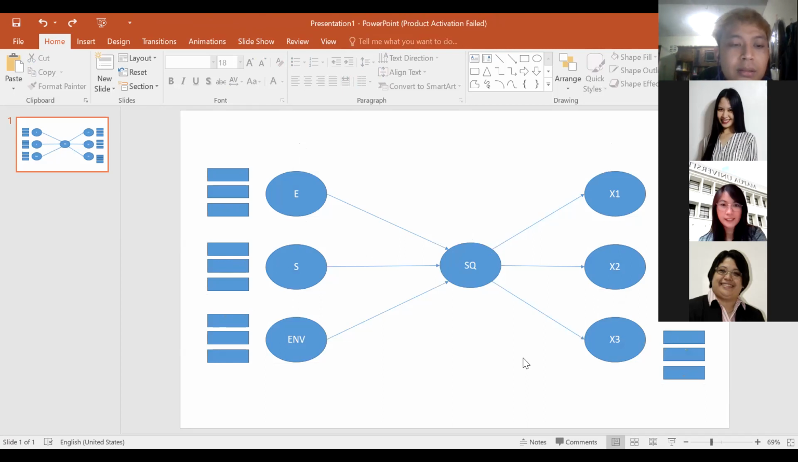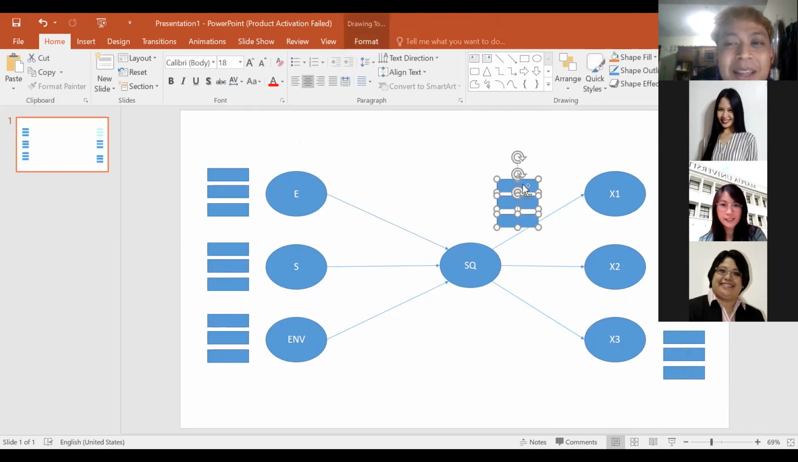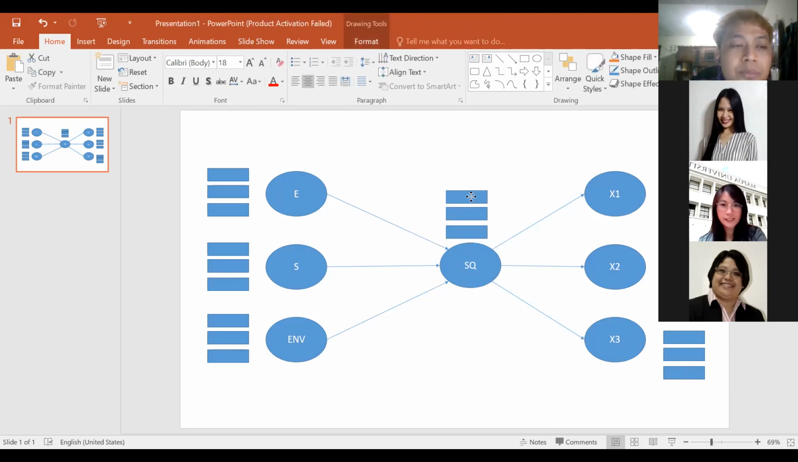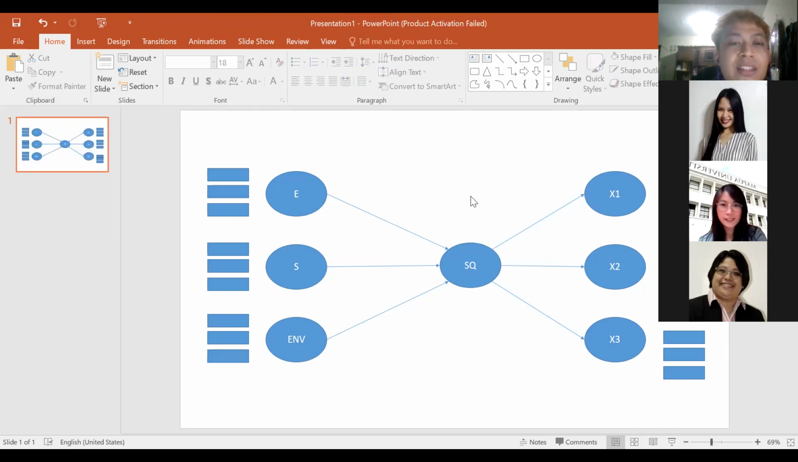But what if there are indicators for that SQ? Oh, if there is an indicator, then that is not the second order. It's just a standard SEM. If SQ is divided by this one, then of course it's possible. But that one is not the case of the second order. I'm just showing the case of the second order. If this one, then this is the second order. You got it? Okay.